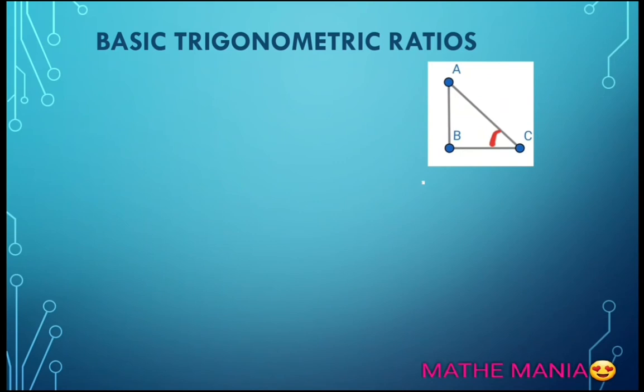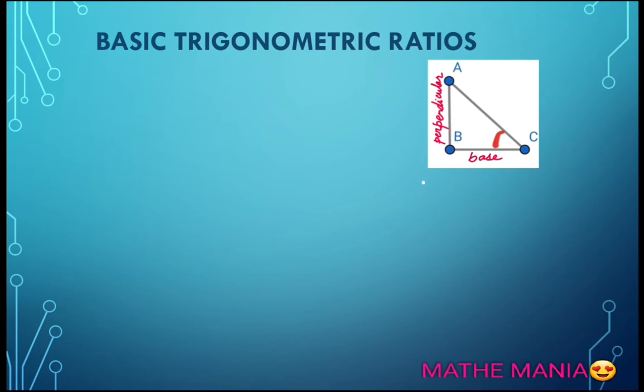Let us consider this triangle ABC. So I'm going to consider angle C and find all the ratios in terms of angle C. Before we find any ratios, let us first understand the meaning of perpendicular and hypotenuse. The side which is opposite to the angle C is called perpendicular and the other side is called base. So whenever you take any angle, accordingly you will choose the perpendicular and the base.